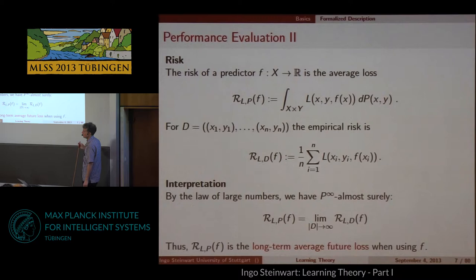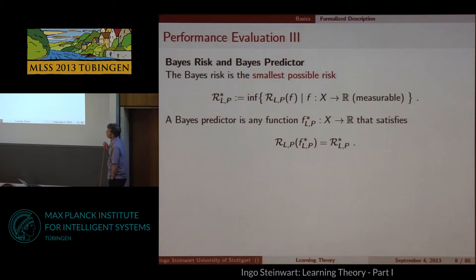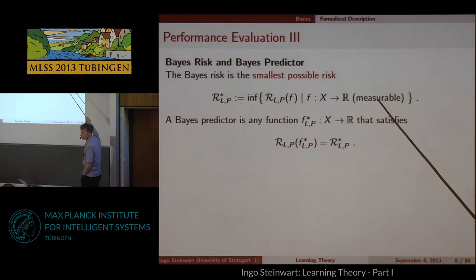Okay, so we want to minimize the risks, and the next natural object we need to consider is the so-called Bayes risk, which is just the smallest possible risk. So we consider all predictors. This is a technical assumption, just forget it.